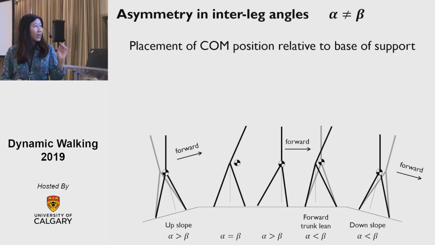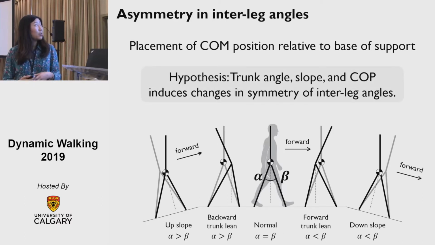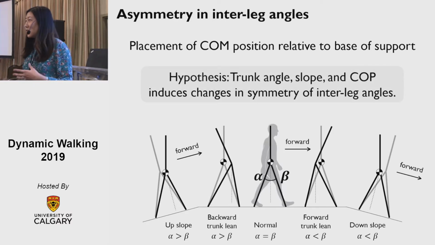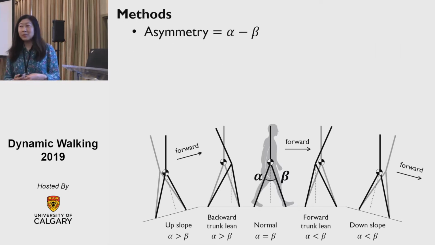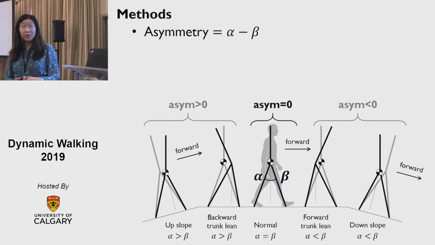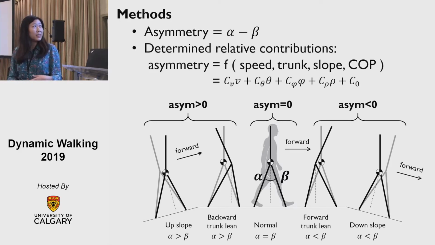So we have walking up slope, down slope, forward lean, backwards lean, and then walking normal. And we think that these different conditions will induce changes in symmetry between your interleg angles. So what we did was define asymmetry as the difference between the two angles, where in normal walking your asymmetry would be 0. If your pelvis is leaning forward, you have a positive asymmetry. If it's leaning backwards, you have a negative asymmetry.